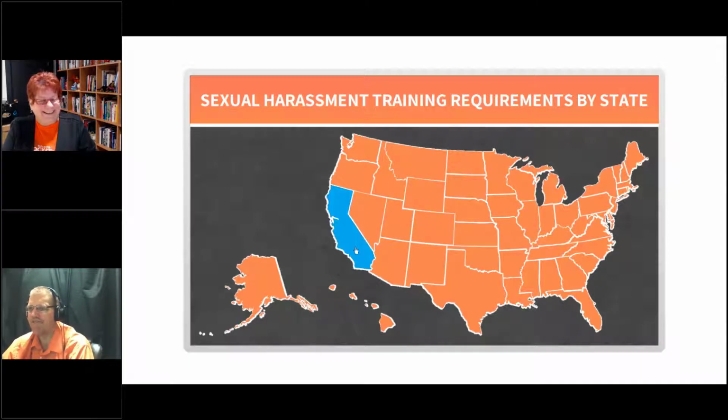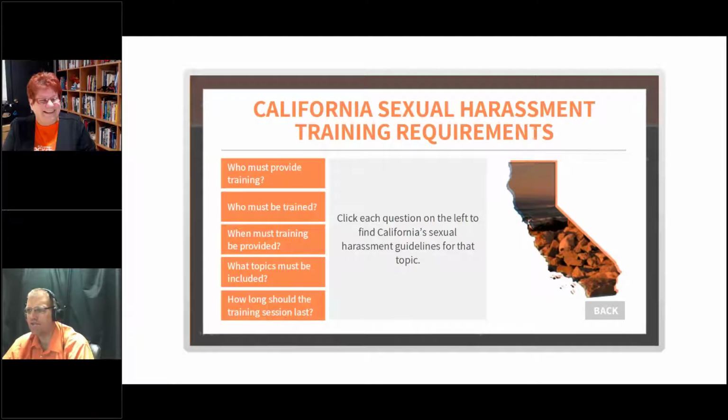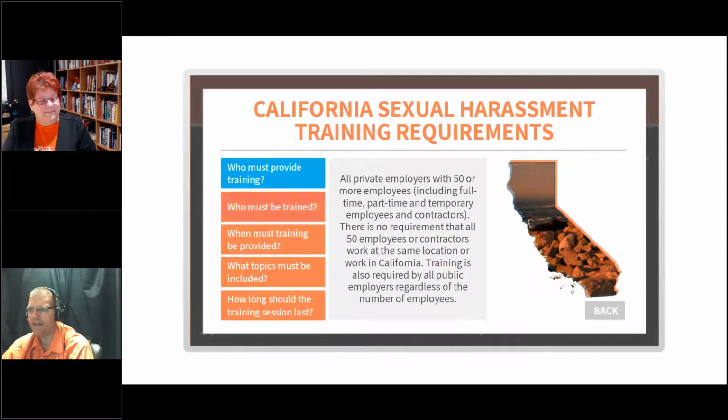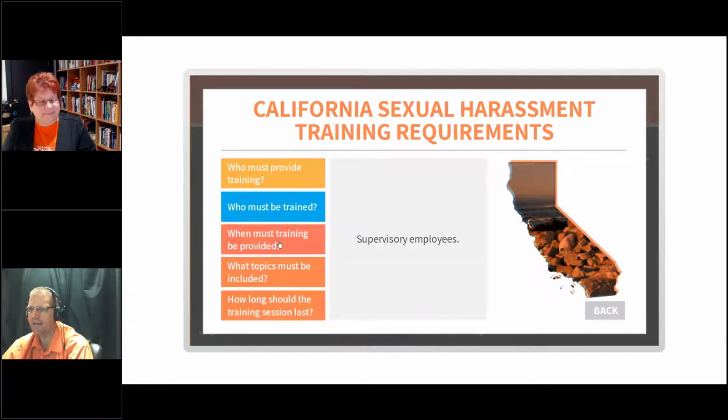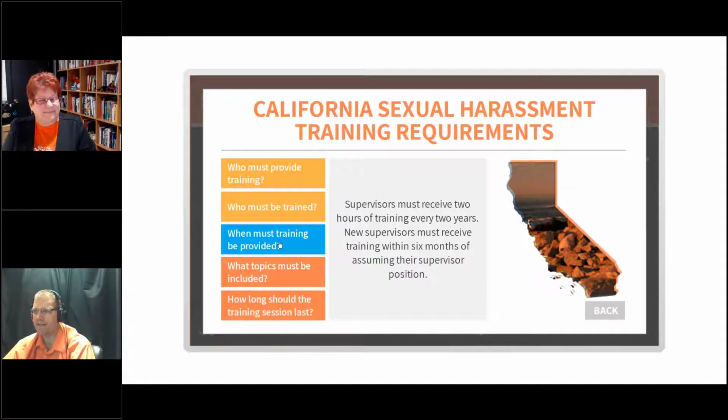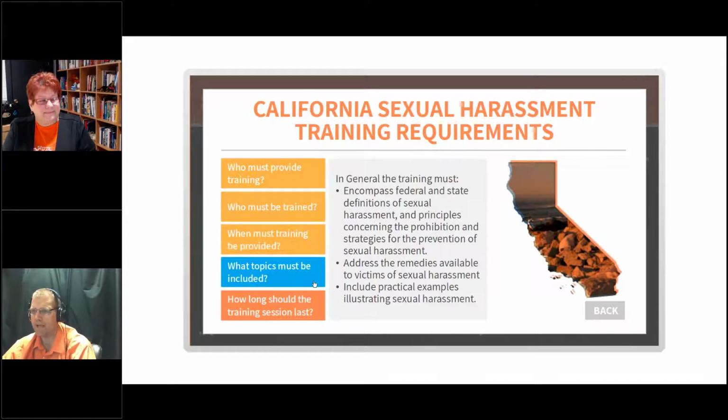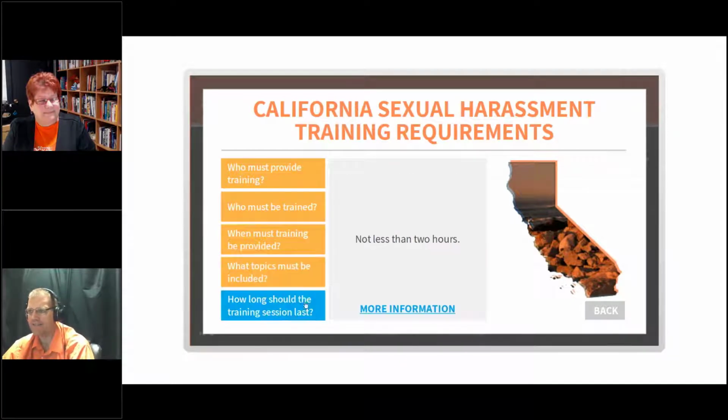There are some states that have a little bit more information, like in California, you've got some breakdown as far as who must provide the training. And so it gives you some information here about who provides it, what employers need to provide it, then who must be trained, when it must be trained, what topics must be included, and how long it should last. And again, then there's the more information link that will take us out there.